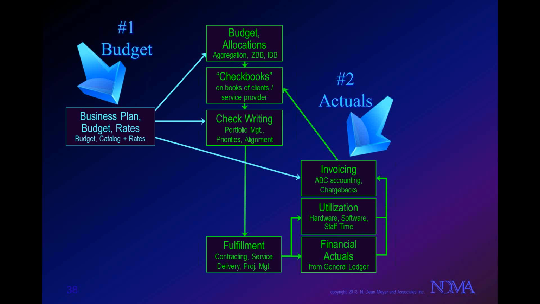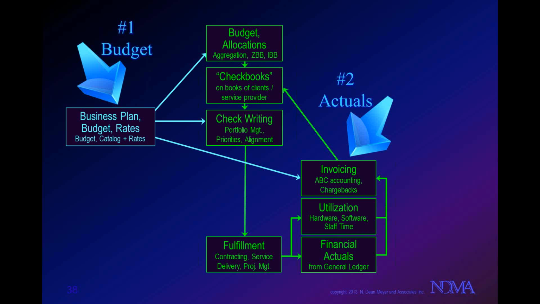You can't have a sensible budget discussion without investment-based budgeting. You can't know what to do with your budget in terms of distributing it into checkbooks without investment-based budgeting. You don't know what it's intended to pay for. You can't have a sensible investment portfolio management or governance process without knowing the cost of those products and services at published rates. And you can't produce invoices unless you have published rates. So the green cycle will never work right. The actuals will never work right without an effective planning process and cost model built there.